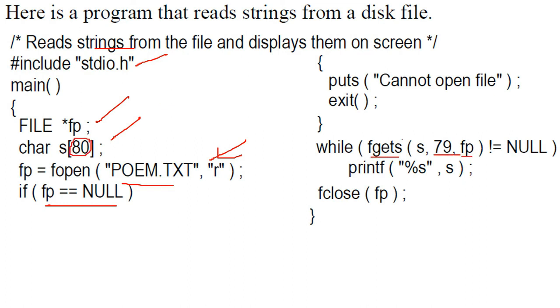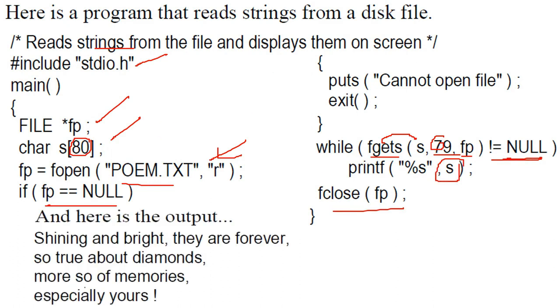So when we are using fgets, we are trying to find out when we reach the null. One by one, strings are being read, and they are being printed till the time we reach the end, that is the null, and we close the fp. So this is the sample run of the program.